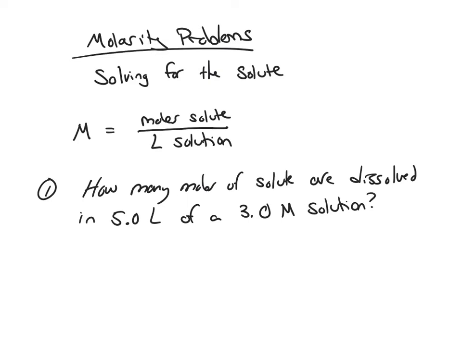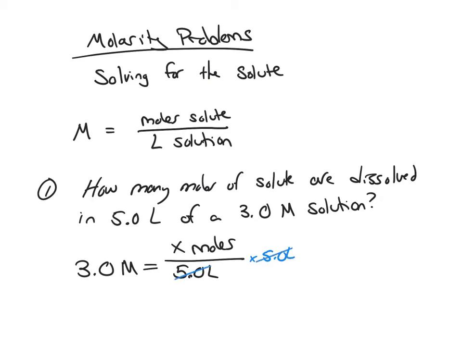We can set this up using our molarity equation. 3.0 molar is equal to X moles over 5.0 liters. And to show you how to do this for this one, we multiply both sides by 5.0 liters, so that cancels out 5.0 liters. So X equals 15 moles.